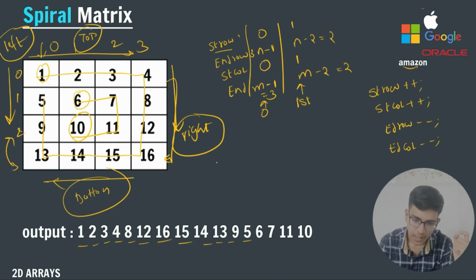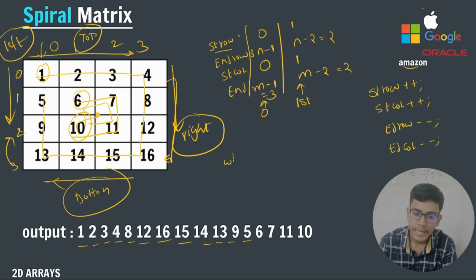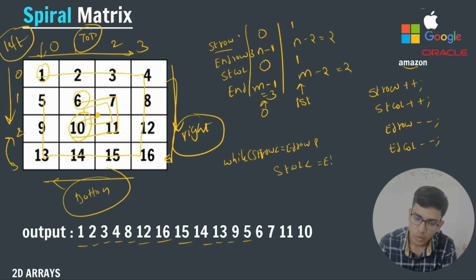So the structure of my pseudocode will be, first of all, you have to observe one thing, right? Suppose let us consider that here we have another element, so we will print this element right here. The final condition is, suppose we have another element, then the condition is while our starting row is less than or equals to ending row, right? And similarly starting column is less than or equals to ending column.